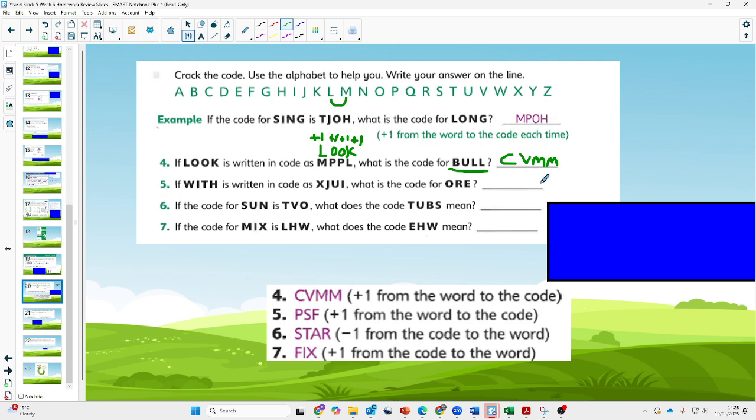So number 5, I'm just going to write down what the answers are. It's PSF, and just to explain what the pattern was there, it was plus 1 from the word to the code. Then we've got star. And the pattern there was minus 1 from the code to the word. And then we've got mix is LHW, and then EHW spells the word fix. So well done if you managed to get all of those correct.